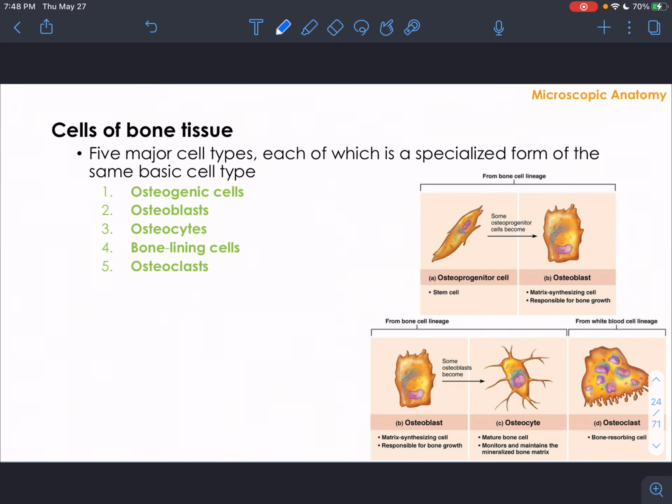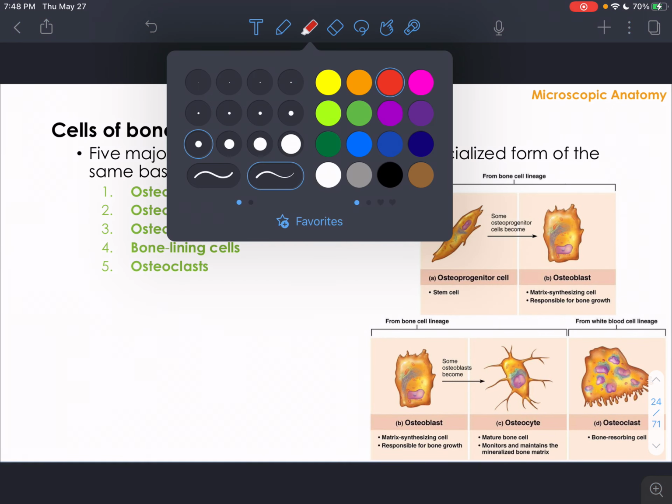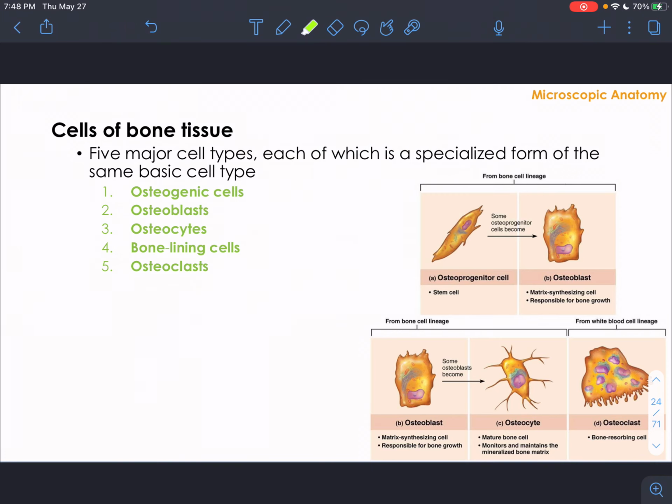Let's spend some time talking more about the types of bone cells. Okay, so there's 5 major cell types. Each have a specialized function and all come from the same basic cell types. Okay, so there's going to be a slide for each of these, but these are the 5. So osteogenic cells, osteoblasts, osteocytes, which we've already talked about, are those mature cells. We have bone lining cells, and then osteoclasts.